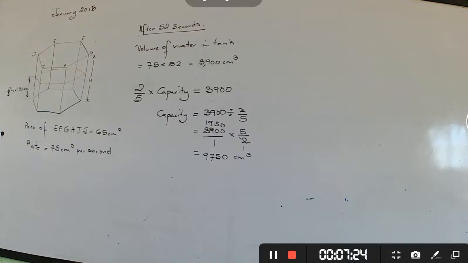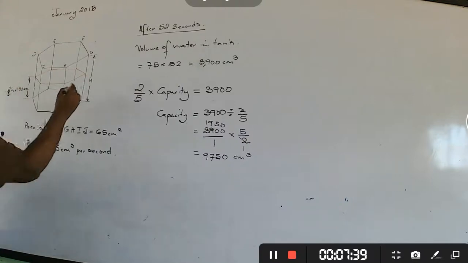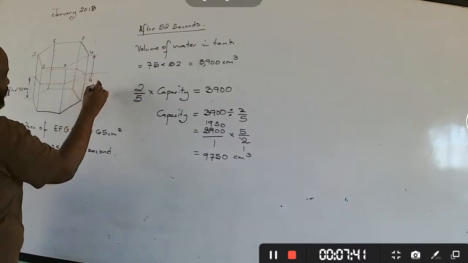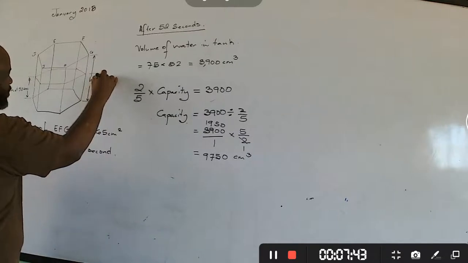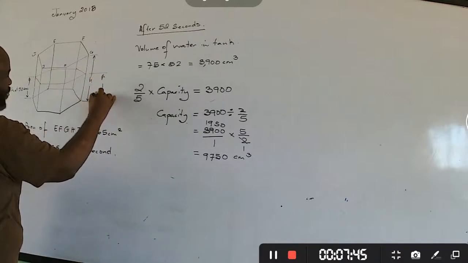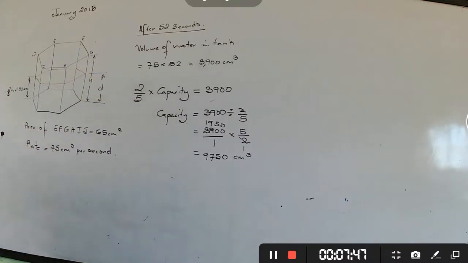You don't have any information about the height. So you know what you have to find? Find the height of water in the tank. Find this height. This height here I'm going to call D. The height of water in the tank, I'm going to call it D, for depth of water.